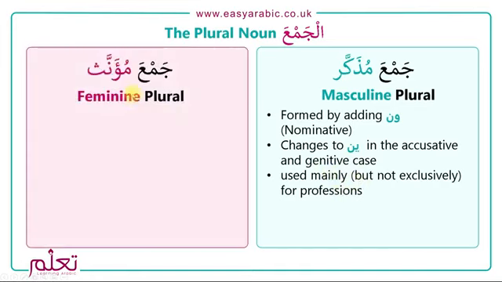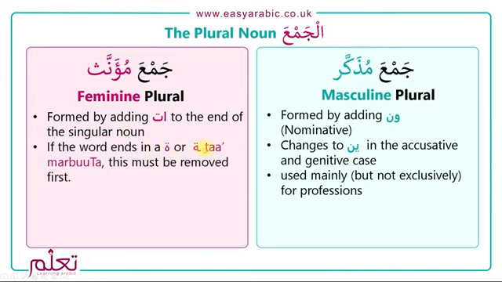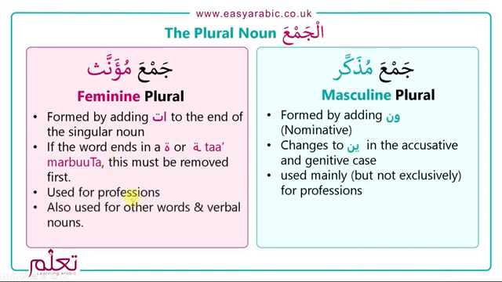The feminine plural is formed by adding the alif ta to the end of the singular noun. And if the word ends in a ta marbuta, then this must be removed first before you can add the alif ta to the end of the noun. And again, this is used for professions, but also for other words and verbal nouns. Okay, so what we'll do is go through each one. I'll show you a few examples for each one of these, so you can get understanding, and then we'll go through and cover the broken plurals.